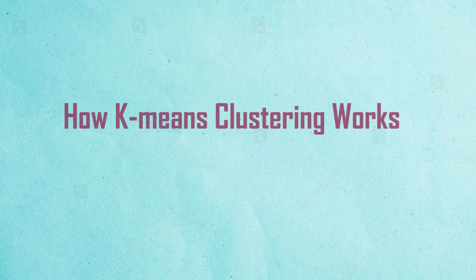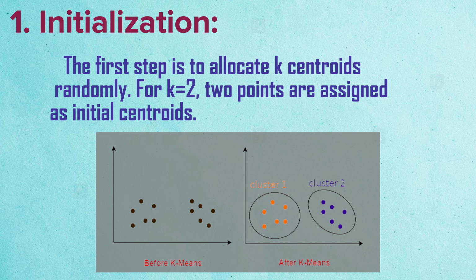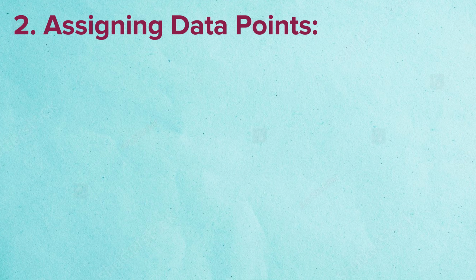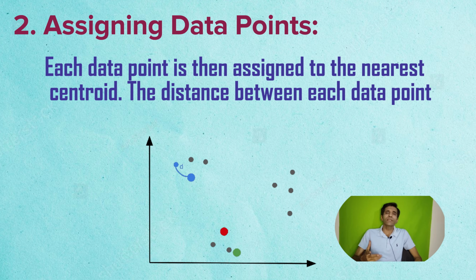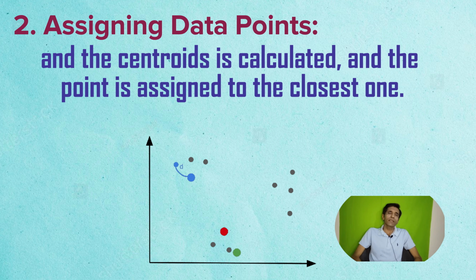How does K-means clustering work? Number 1. Initialization. The first step is to allocate k centroids randomly. For k equal to 2, 2 points are assigned as initial centroids. Number 2. Assigning data points. Each data point is then assigned to the nearest centroid. The distance between each data point and the centroids is calculated and the point is assigned to the closest one.